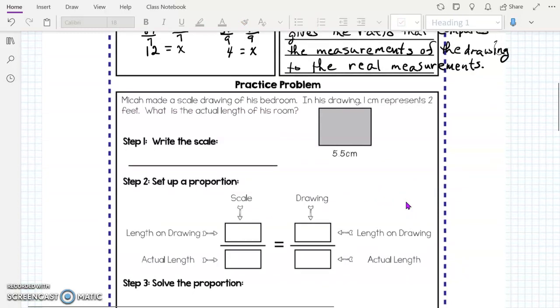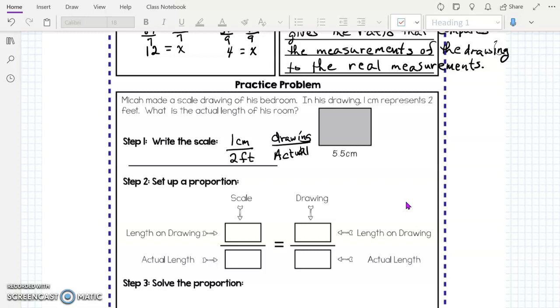So Micah made a drawing of his bedroom. In his drawing, 1 centimeter represents 2 feet. What is the actual size of his bedroom? So write the scale. So 1 centimeter to 2 feet. Notice I have my scale drawing written as a ratio to the actual measurements.